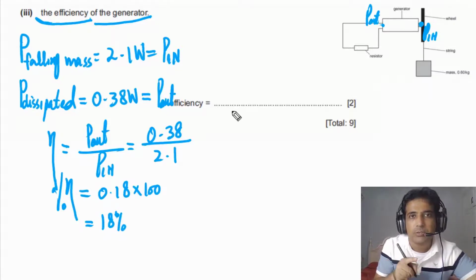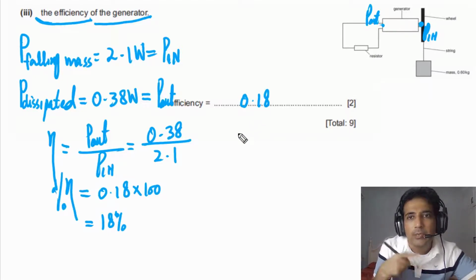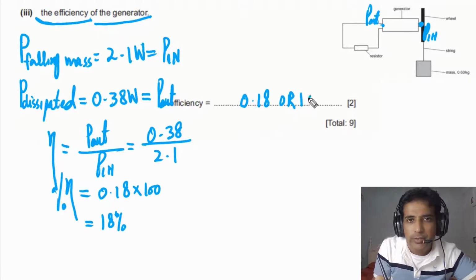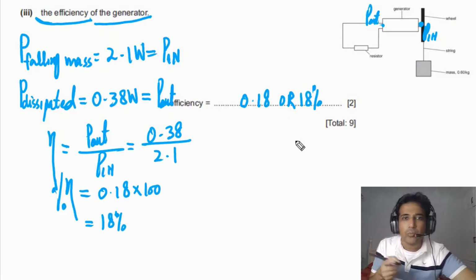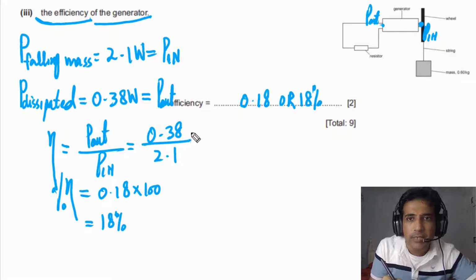So the efficiency of this generator is equal to 0.18 you can write down, or you can write down in percentage. So this is also okay if you write down in percentage. So you can just simply write down 0.18, you can write down 18%. And this question has 2 marks.